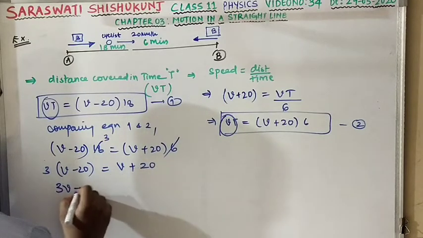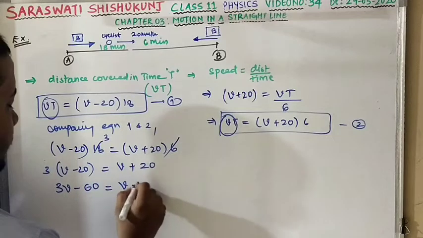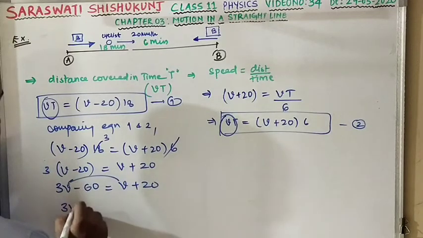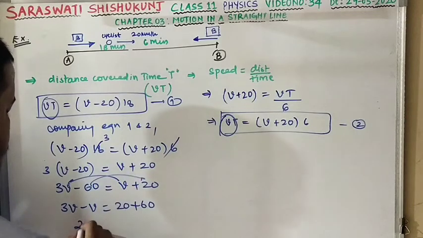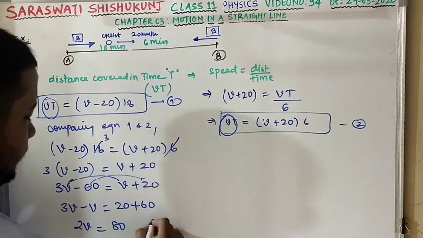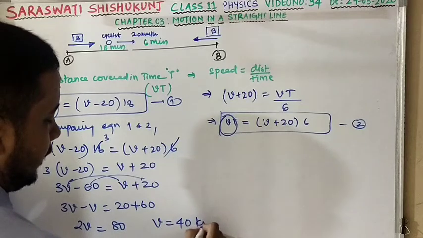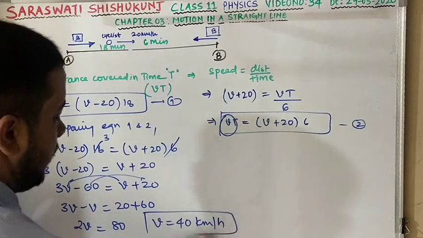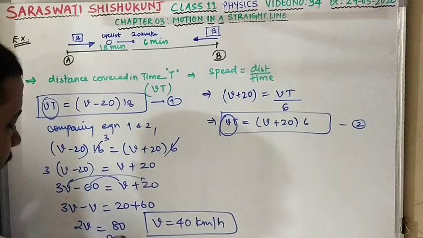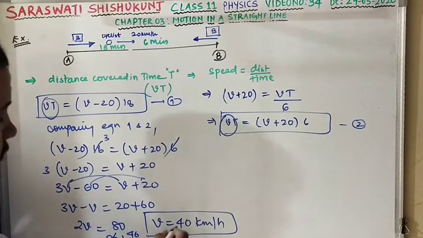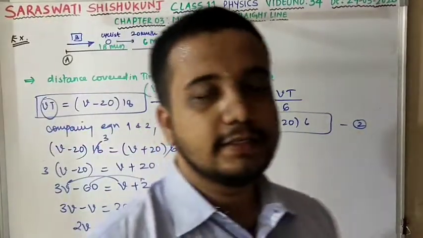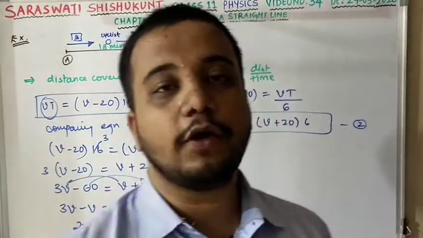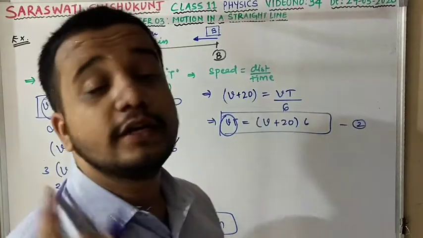So I am going to get 3V minus 60 equals V plus 20. If I send it over here, 3V minus V, 20 plus 60. This gives 2V equal to 80. So V is equal to how much? 40 km per hour. How am I going to get 40? V is equal to 80 by 2. 2 40s are 80. So the answer is 40 km per hour. I got the speed of the bus that is moving from either end, that is 40 km per hour. But I need to determine time period t.